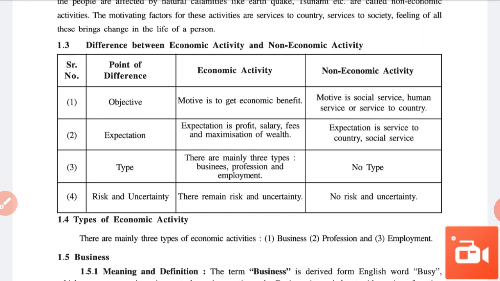Types: economic activity has mainly three types: business, profession, and employment, and there is no such type of non-economic activity. Risk and uncertainty: in economic activity there remain risk and uncertainty, and in non-economic activity, no risk and no uncertainty. So these are four points of difference between economic and non-economic activity. This question is for 2 marks or 3 marks.